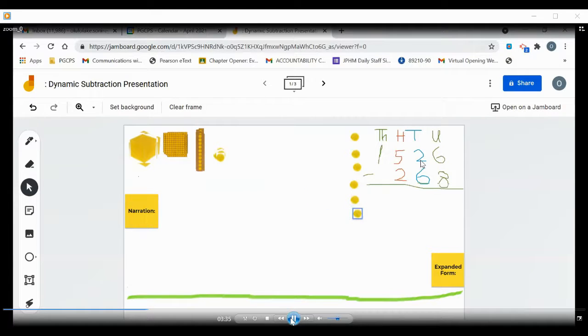I will go to the bank and get 2 tens. This is 2 tens or 20. I will get 1 ten, 2 tens.